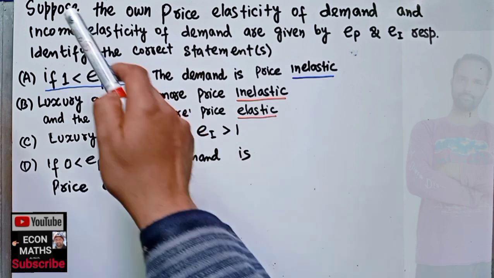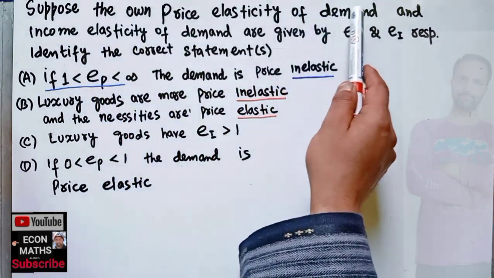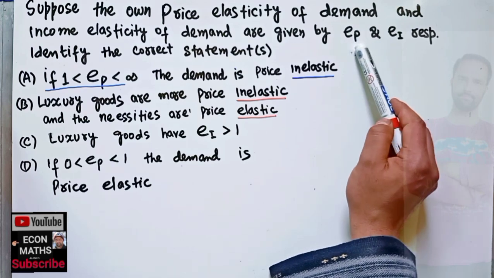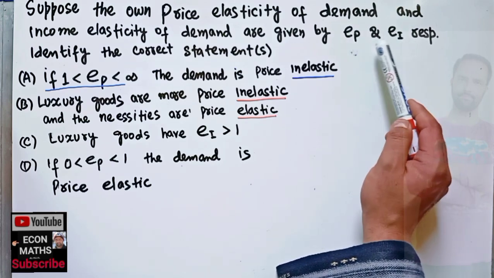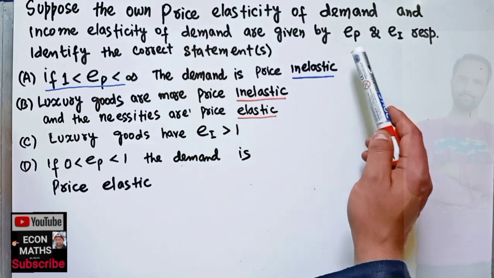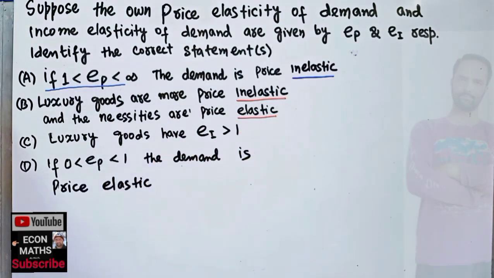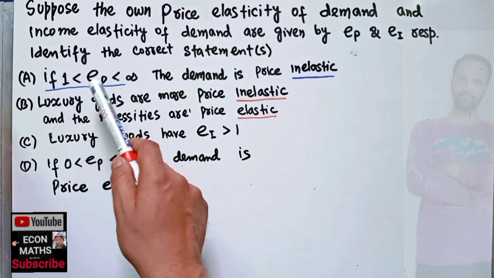The question is, suppose the own price elasticity of demand and income elasticity of demand are given by E subscript P and E subscript I, where subscripts P and I denote price and income respectively. Identify the correct statement or statements. We are given four statements, and we need to find out which statement is correct. Let's see the first statement.